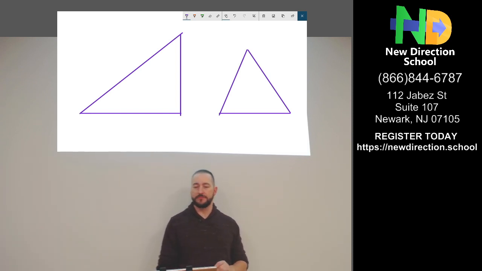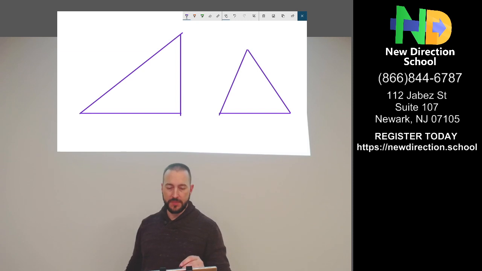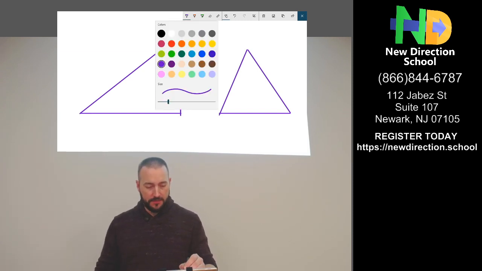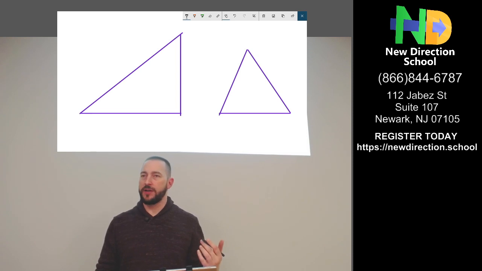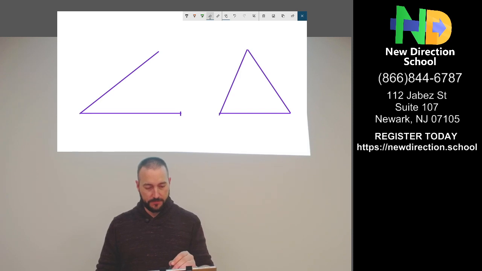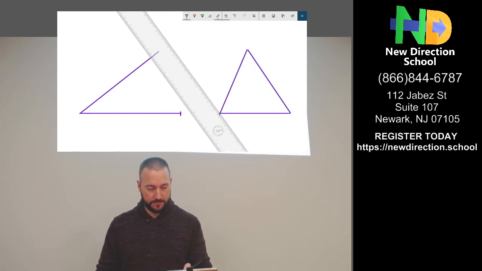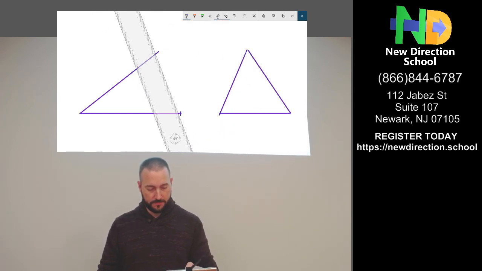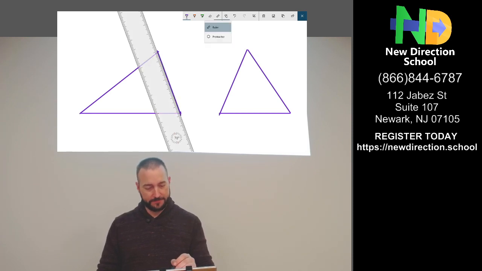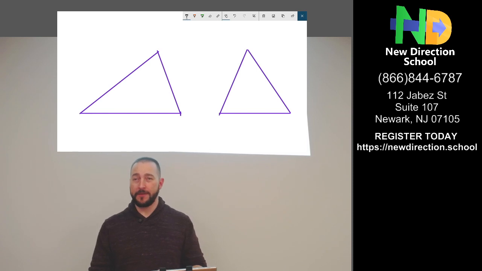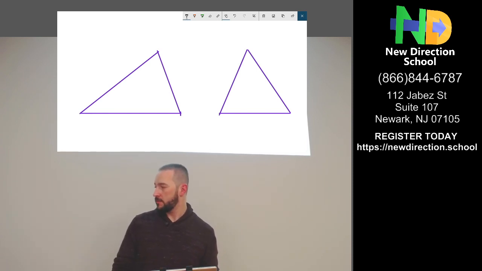Are these two triangles different? Yes, right? So, according to the book, for you to figure out about the triangles... Okay, actually, let me do something here. All right. So these are two different types of shapes.